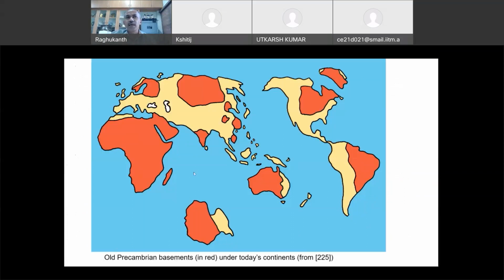You have India also. Can you see here? This is just a sketch they have shown here, but you can see below the Deccan Traps also you can see these Pre-Cambrian rocks. You follow? So these rocks you can find at all these places, Pre-Cambrian rocks they say.